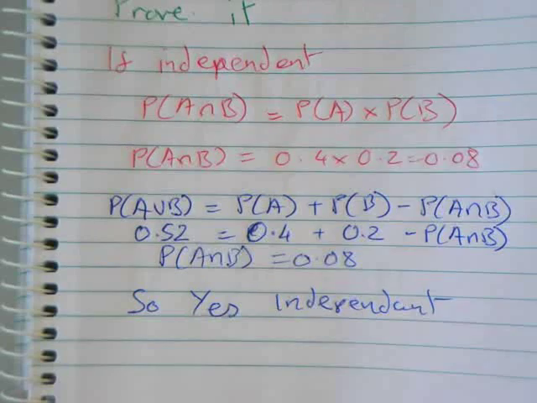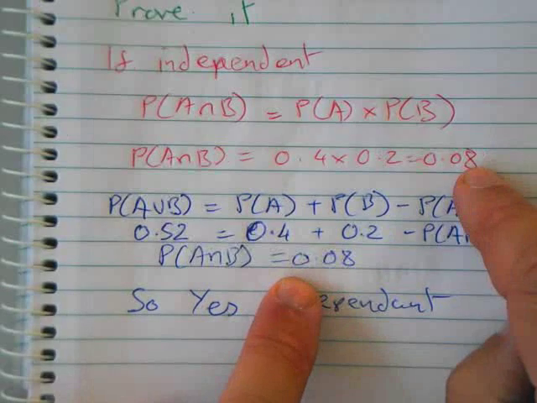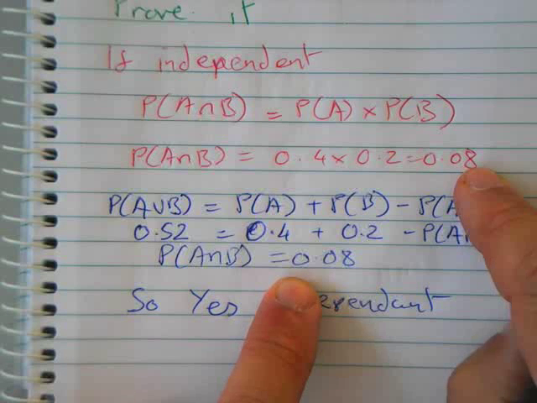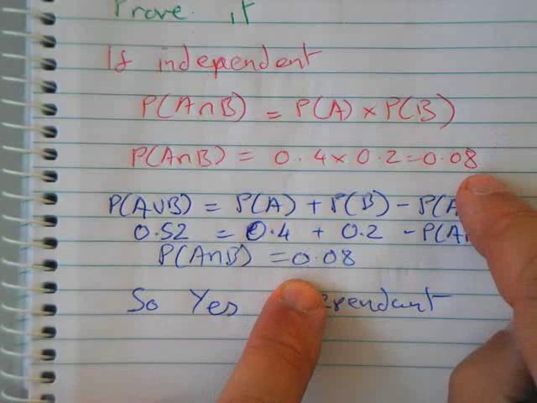If these two numbers were different, then the answer would be no, they're not. And that's what we call the independence test. If they're the same, then yes, they're independent. And if they're different, no, they're not. That's all you have to do.